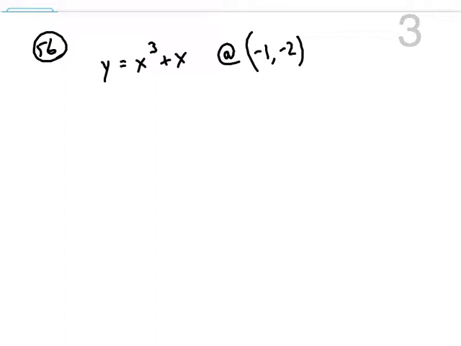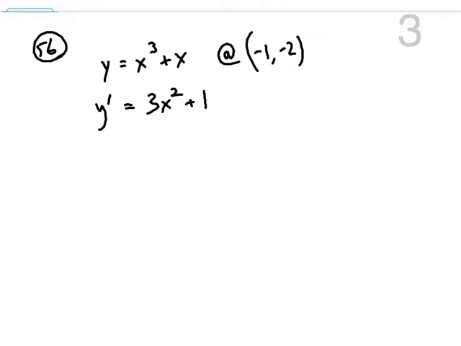Equation of a tangent line, I need two things. I need a slope, I need a point. I got a point, need a slope. Right? How do I find the slope? You just take the derivative. Beautiful. What's the derivative of that function? 3x squared plus 1.